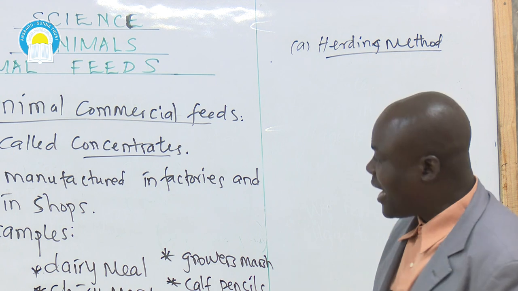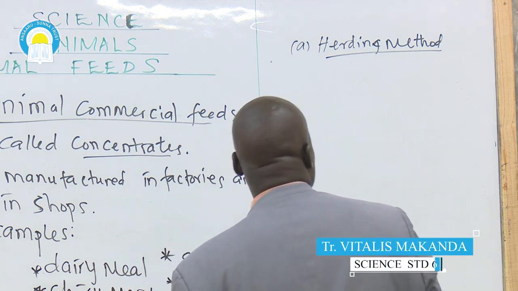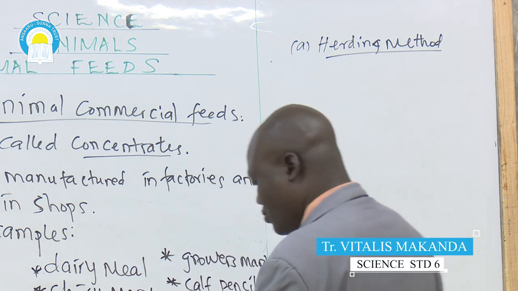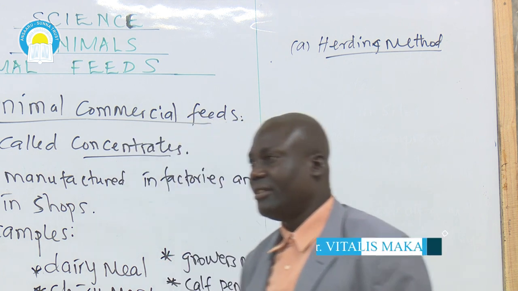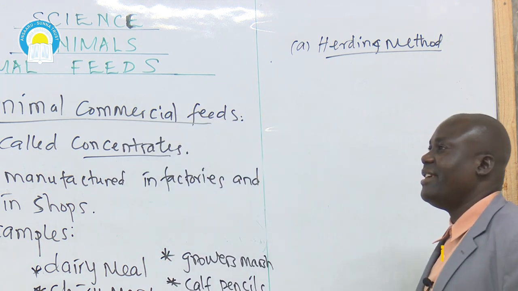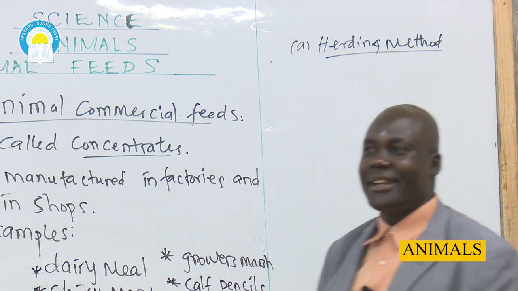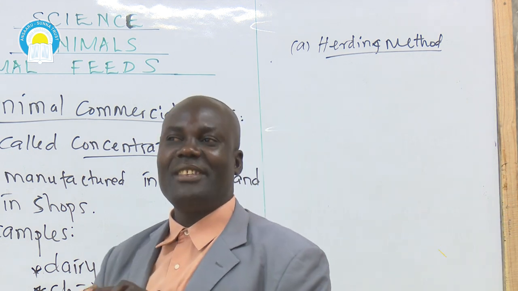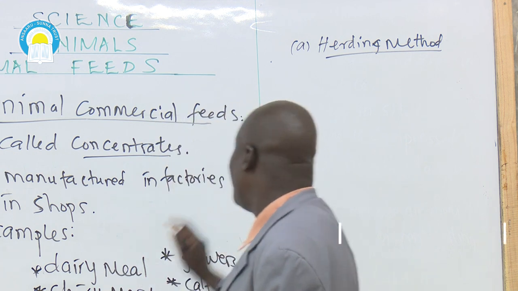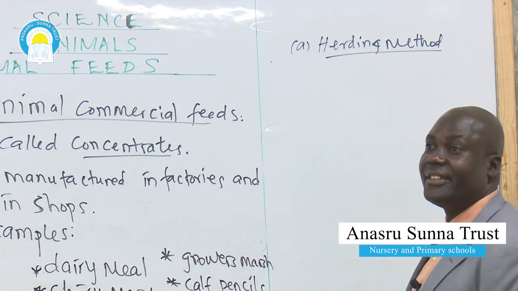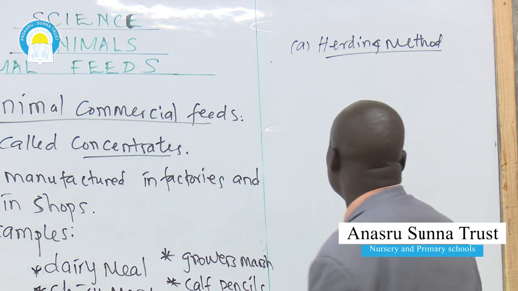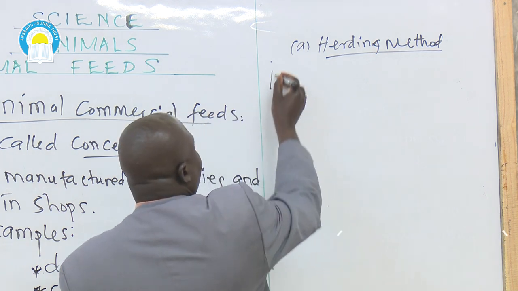Like if you check in the KCPE book, that's 2013, which was asking about which of the following grazing methods requires a large piece of land. The answer will be herding. That was the answer for that year, 2013. So what is herding? You can say herding.